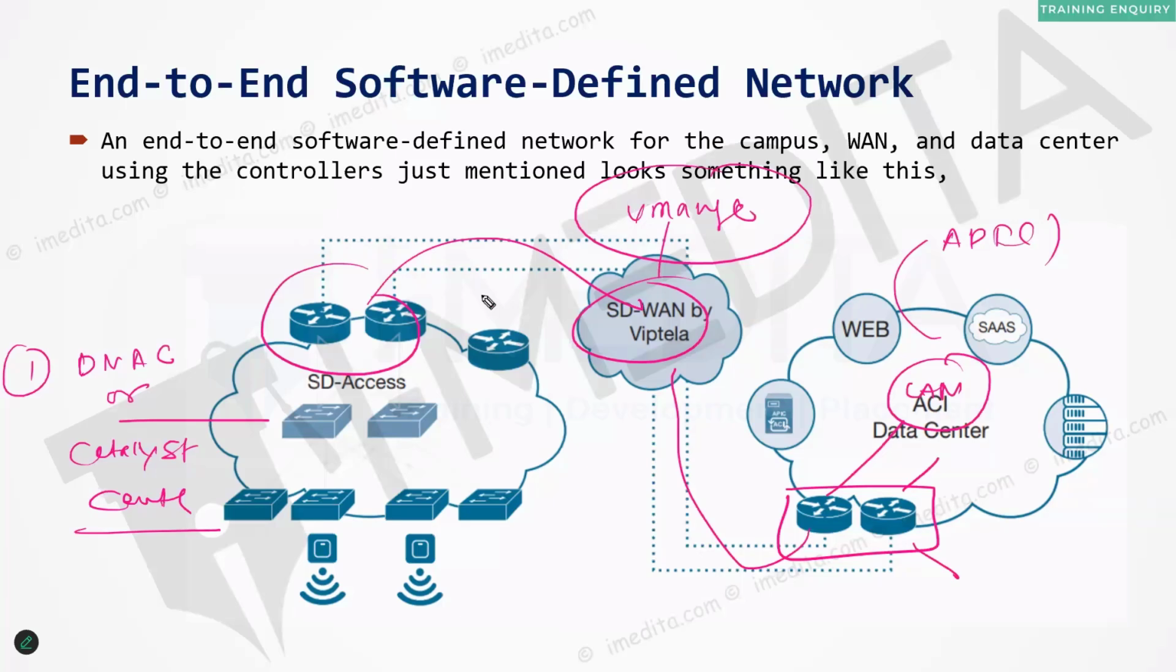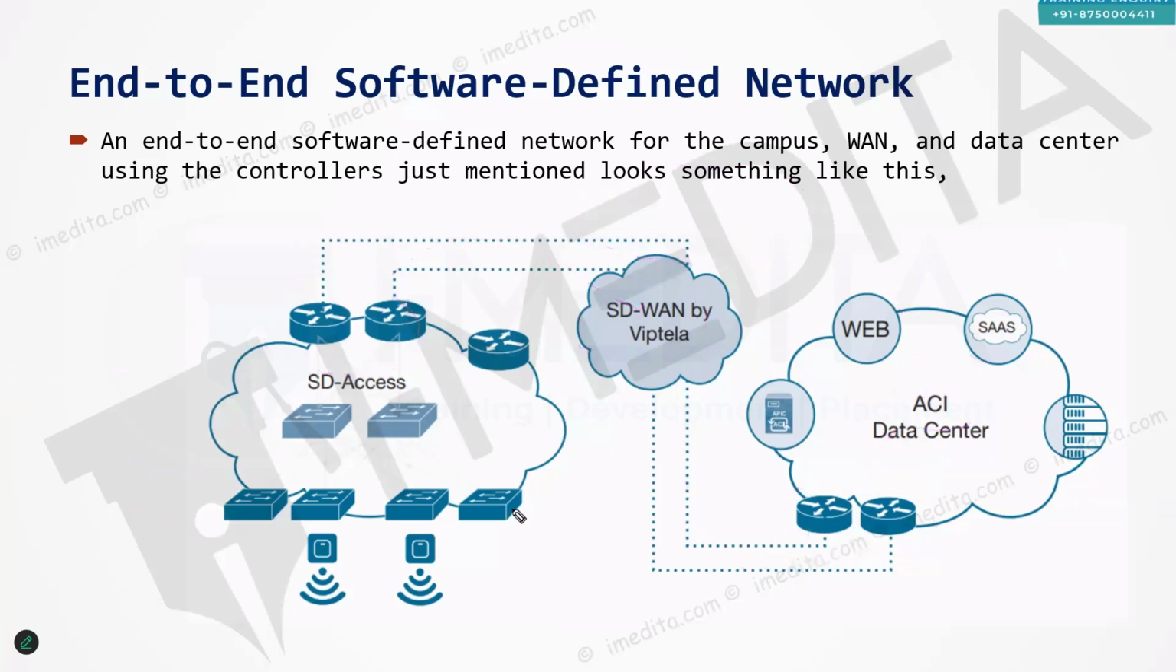We will not be discussing that. That is part of the data center certification. Just to give you the idea, just like in our traditional environment, we have some switches. For example, these are the access layer switches. Then we have the distribution layer switches. Then they are all connected like that.